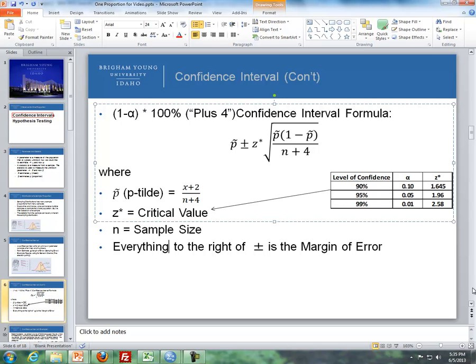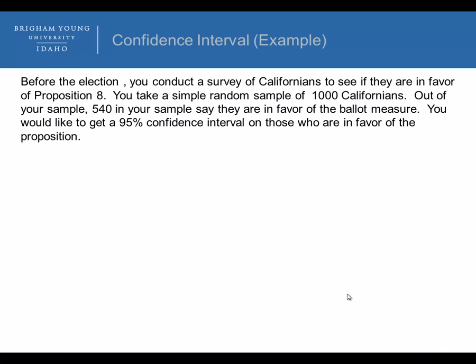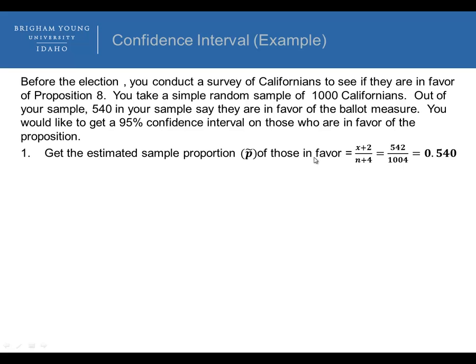Okay? So here's an example of this. Going back to 2008, before the election you conduct a survey of Californians to see if they are in favor of Proposition 8. You take a simple random sample of 1,000 Californians. Out of your sample, 540 say they are in favor of the ballot measure. You would like to get a 95% confidence interval of those who are in favor of the proposition. Okay? So step one, get an estimate of the sample proportion p tilde for those who are in favor.